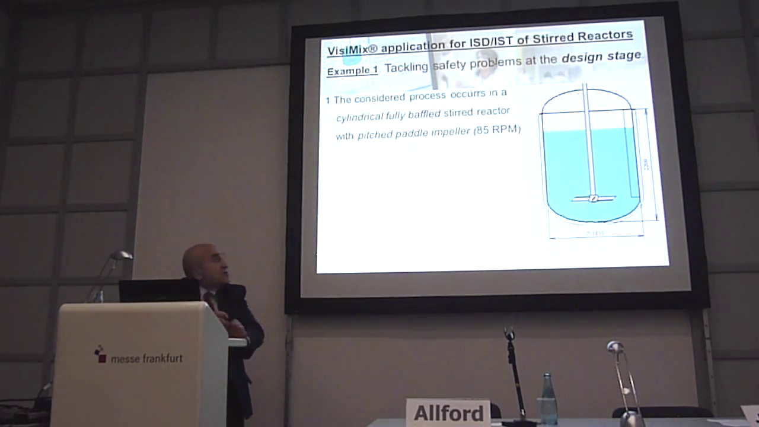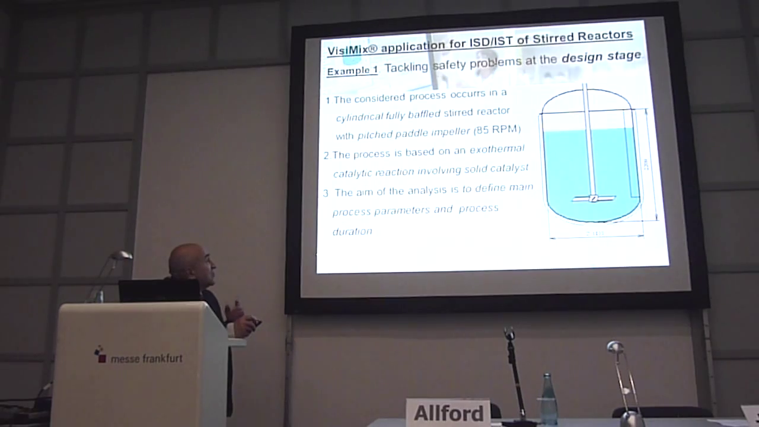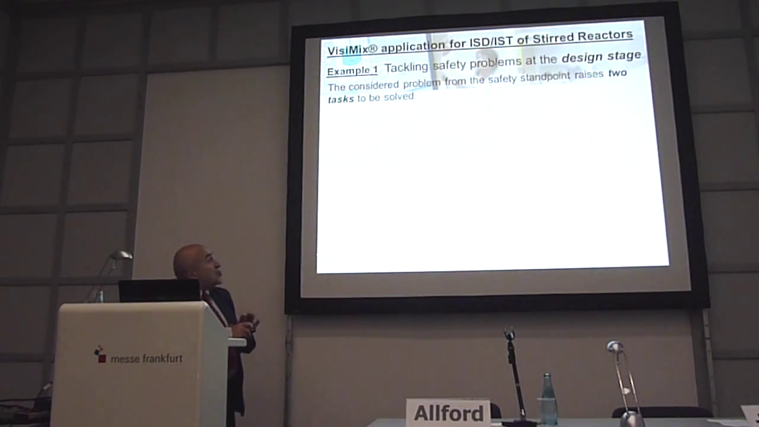The considered process occurs in a cylindrical, fully baffled stirred reactor with a pitched paddle impeller, and this impeller rotates at 85 RPM. The process is based on an exothermal catalytic reaction involving a solid catalyst. Yes, it is also important. And the aim of the analysis is to define the main characteristics and to define the duration of each stage and the total duration of the process.